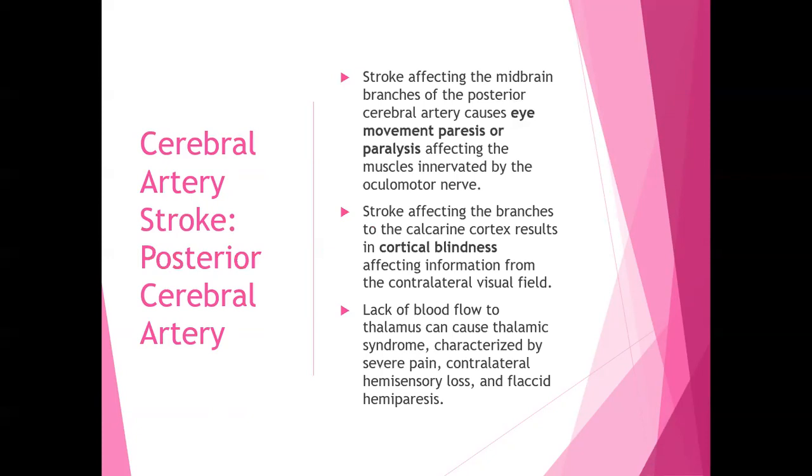Lack of blood flow to the thalamus with a posterior cerebral artery stroke can cause thalamic syndrome, which is characterized by severe pain. Remember, the thalamus is processing a lot of that sensory information. So if the processing's bad, that can be causing pain. Contralateral hemisensory loss and flaccid hemiparesis. So the contralateral hemisensory loss and hemiparesis can look like other strokes, but cortical blindness is the distinguishing characteristic of a posterior cerebral artery stroke.